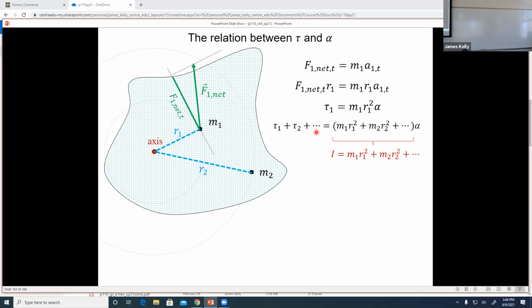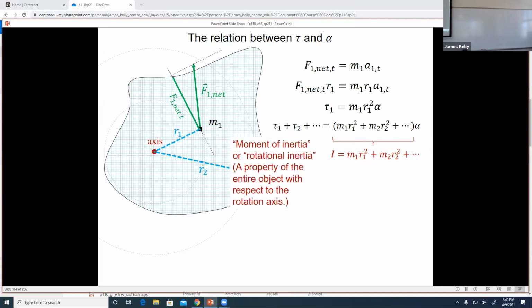So again, this is torque net equals something times alpha, like F net equals ma. This is important. This is the analogy to m, or mass, for rotational motion. m1 times r1 squared plus m2 times r2 squared. It's the sum of all the bits of mass times the square of their distance from the rotation axis, added up for all the bits of mass in there. So it's called the moment of inertia, as you read about in the book, or some books also use the term rotational inertia. They mean the same thing.